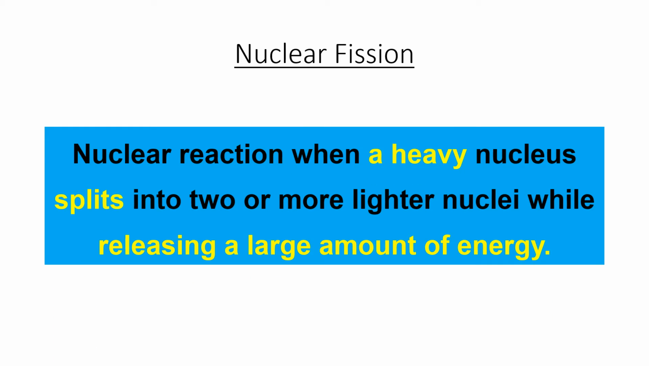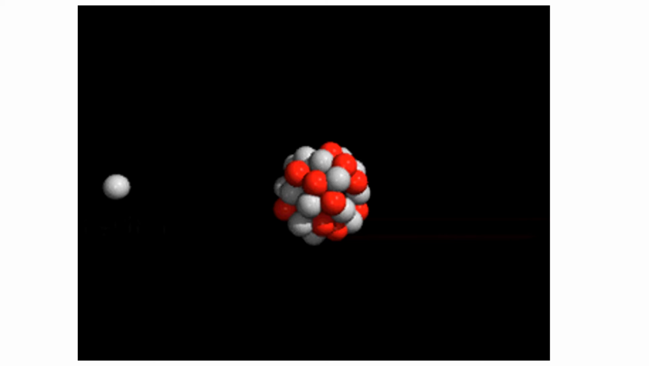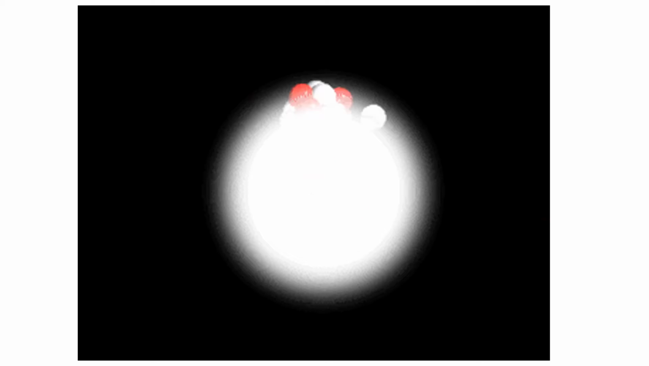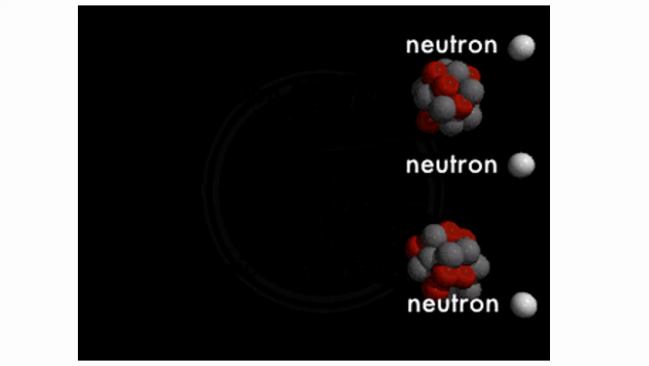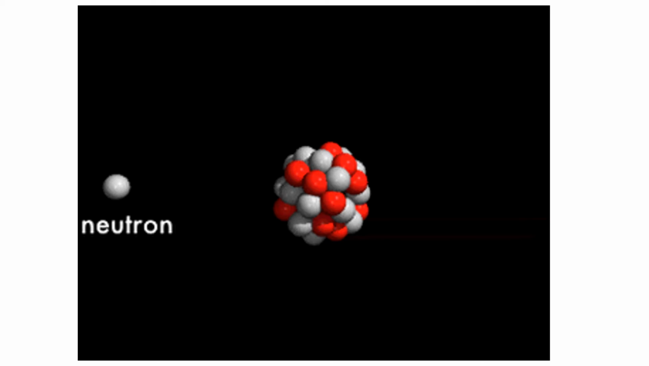It is a nuclear reaction when a heavy nucleus splits into two or more lighter nuclei while releasing a large amount of energy. It is like this. The neutron hits the nucleus, then fission occurs, releasing fragments and a large amount of energy. And not to forget, neutrons are also released over here.